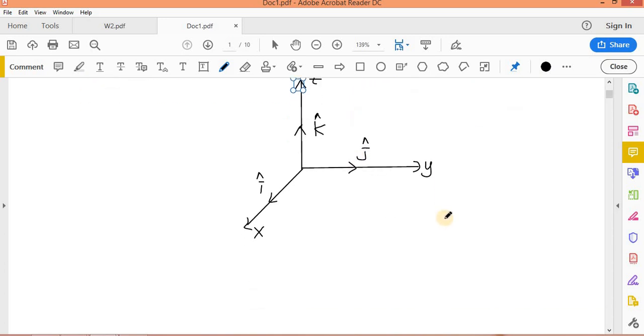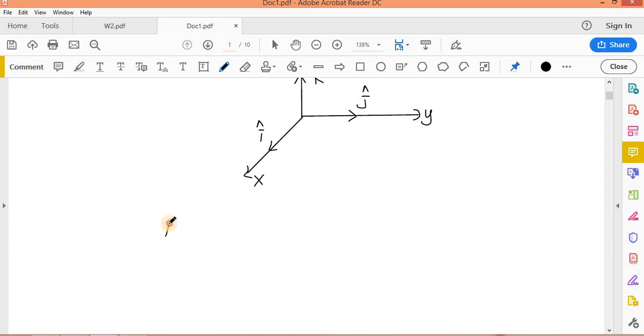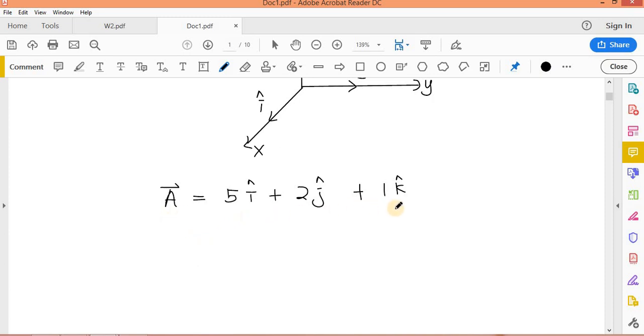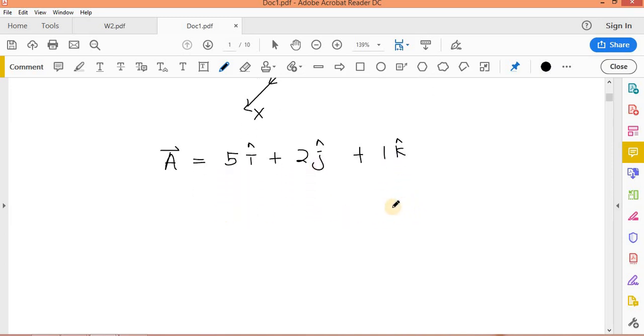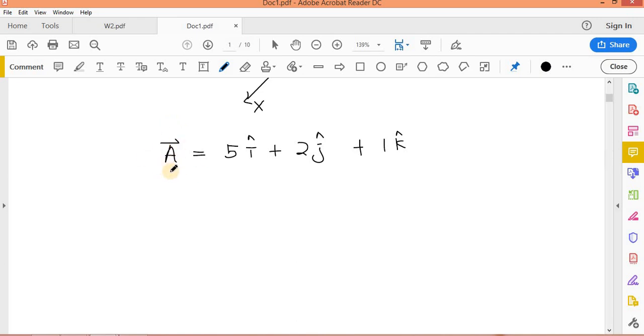Let's look at a very simple example of vector quantity. I have a vector, and the magnitude and direction of the vector is 5i plus 2j plus 1k. Normally you will see vector quantity in this kind of style, with i or j or k, or both existing at the same time. So how does this vector look?